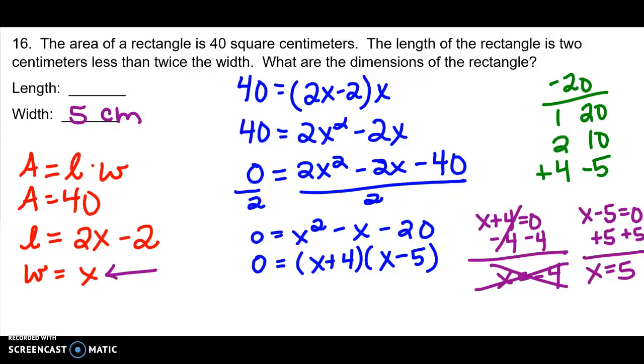Now to get the length, we simply take our width and plug it into the length equation. So we have 2 times 5 minus 2. That's 10 minus 2, which is 8. So for the length, we get 8 centimeters. And if you take the length times the width, 8 times 5, you end up getting 40.